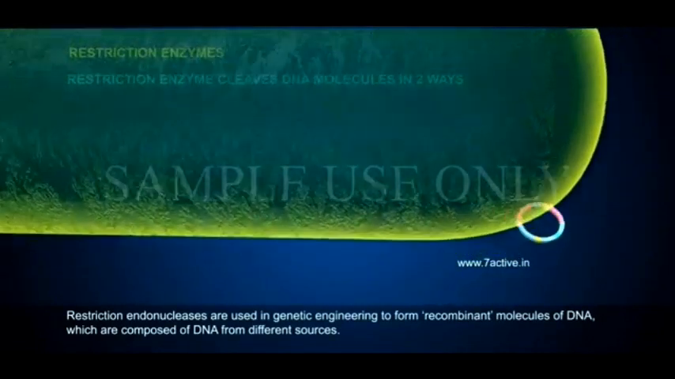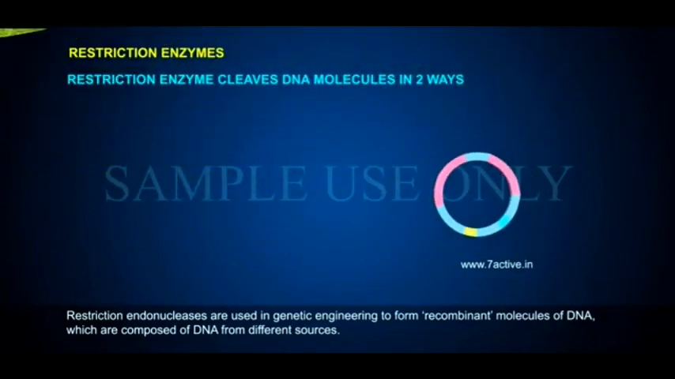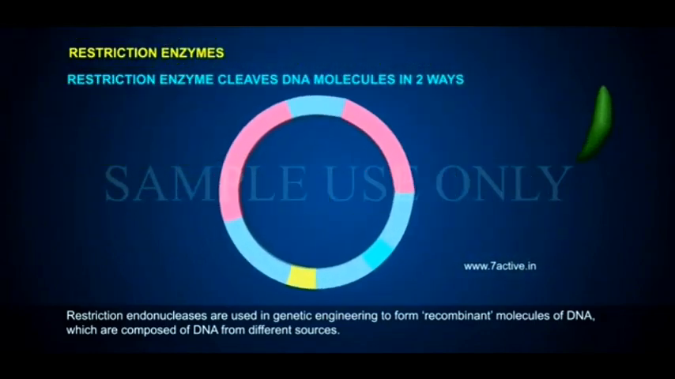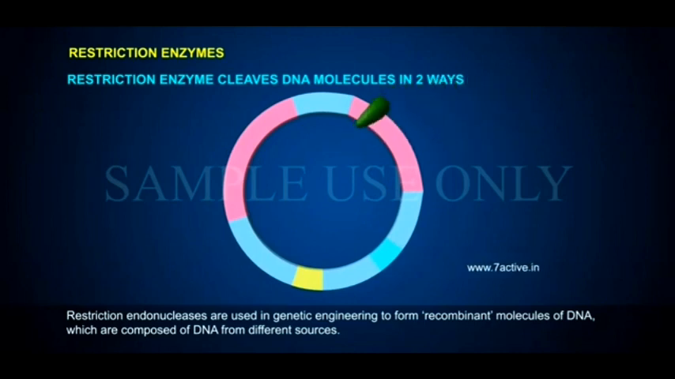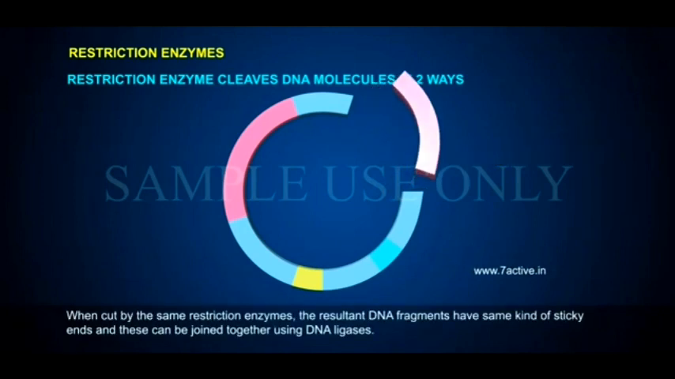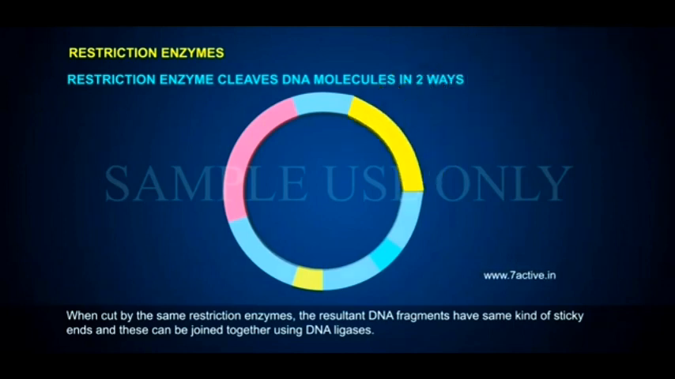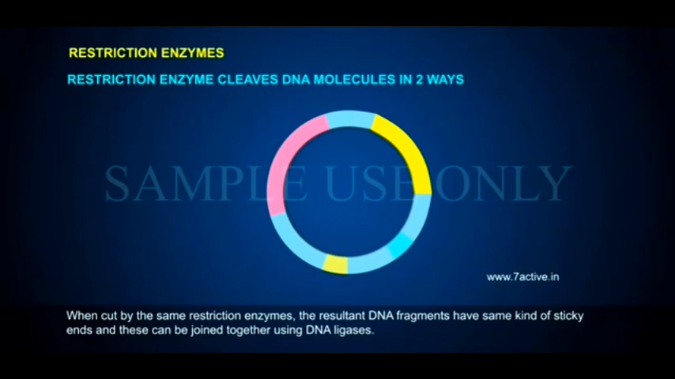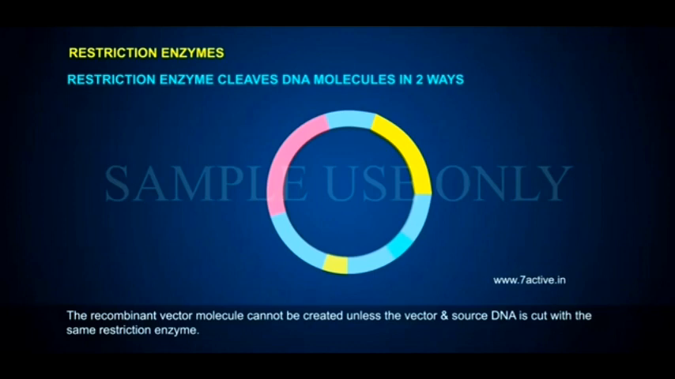Restriction endonucleases are used in genetic engineering to form recombinant molecules of DNA, which are composed of DNA from different sources. When cut by the same restriction enzymes, the resultant DNA fragments have the same kind of sticky ends, and these can be joined together using DNA ligases. The recombinant vector molecule cannot be created unless the vector and source DNA are cut with the same restriction enzyme.